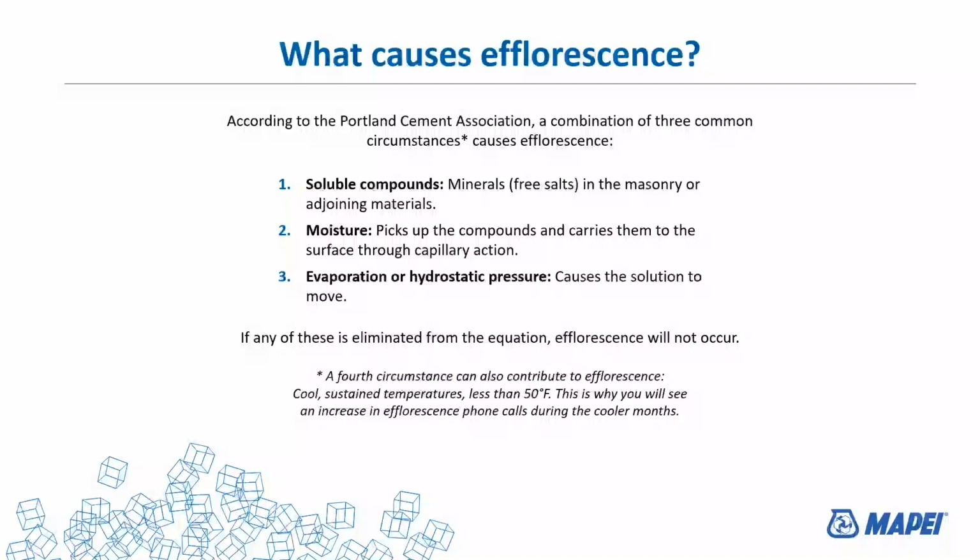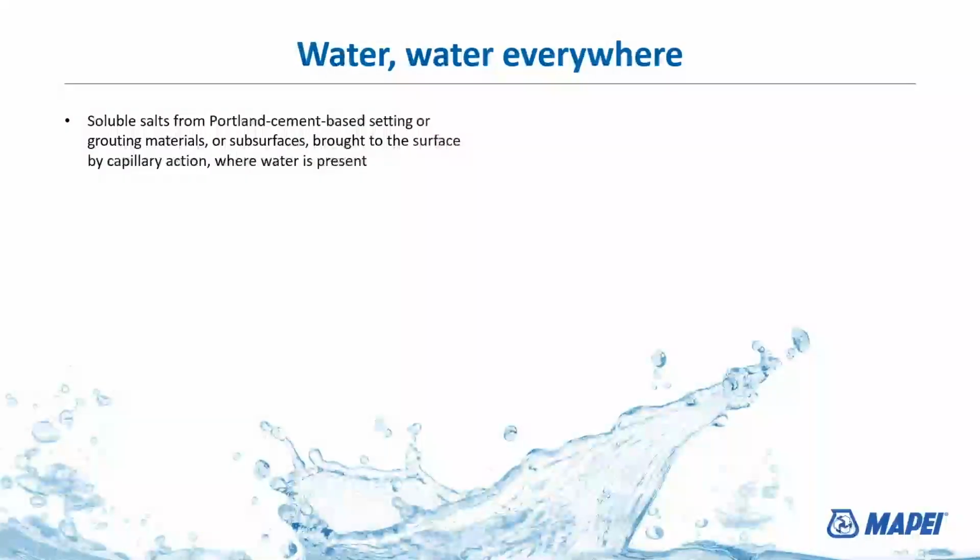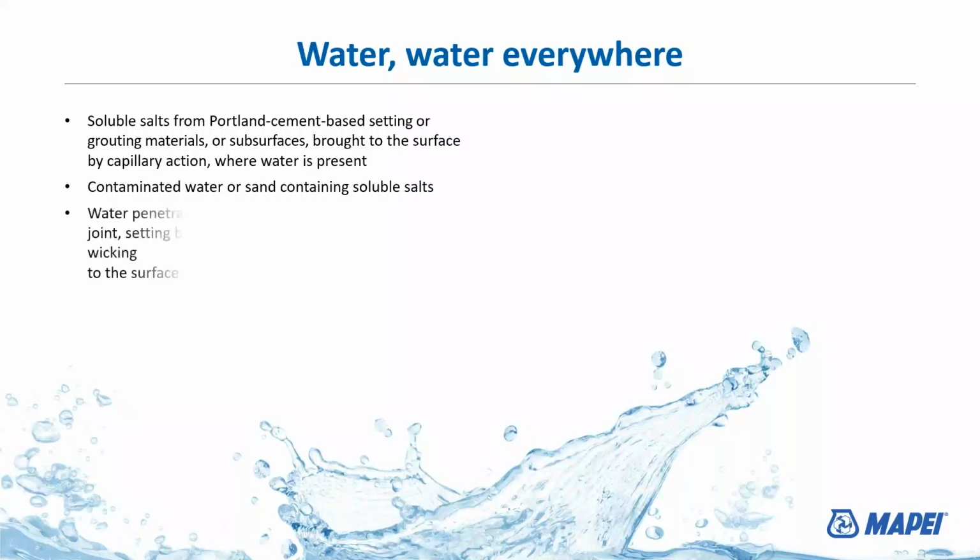The main cause is usually water, soluble salts in cement-based setting materials or grouting materials, and subsurfaces brought to the surface by capillary action where the water is present. Contaminated water or sand containing soluble salts can also be a problem. I would not recommend mixing your grout with salt water. That would be a problem. Water penetrating a soluble salt contaminated grout joint, setting bed or cementitious substrate, and then wicking to the surface. That's how it gets there. The common denominator is water.